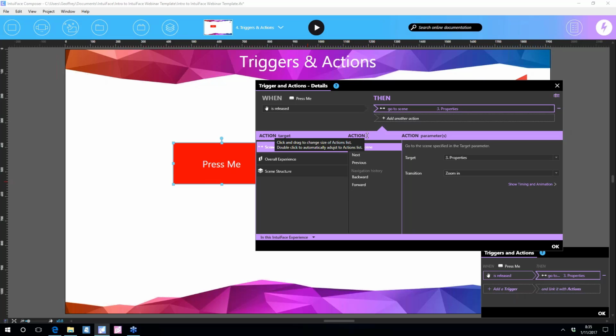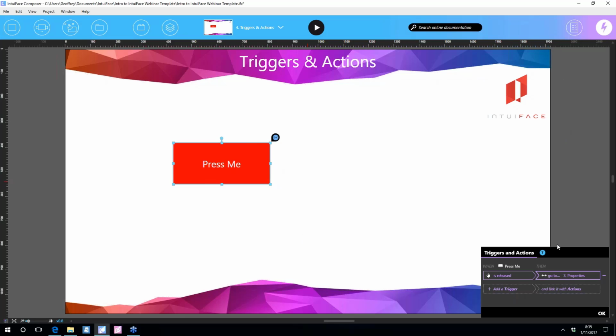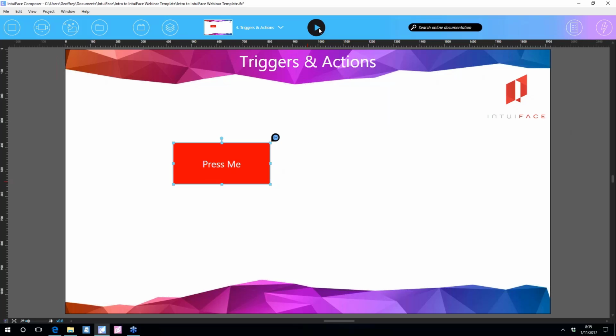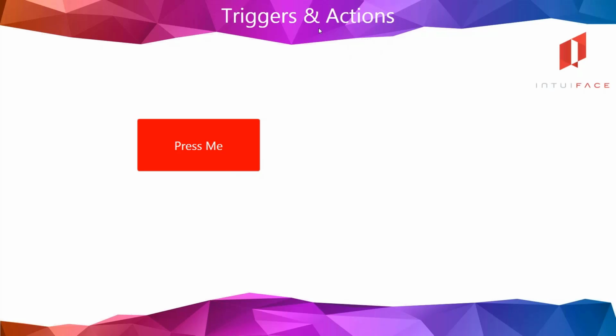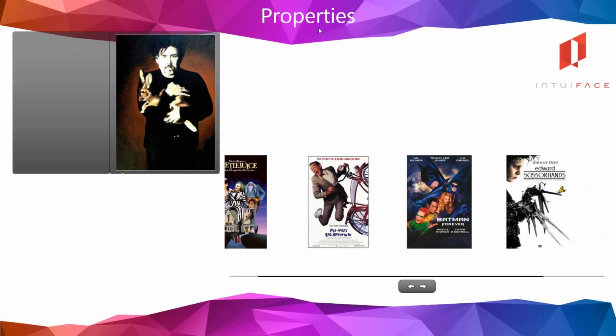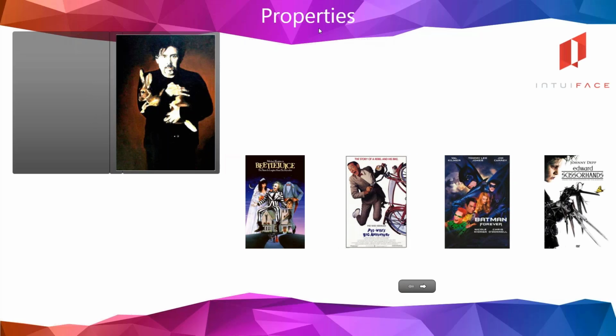Let me show you this. All right, so when the button is pressed and released, then go to the scene named Properties. Fair enough. Let's see if this works. 1, 2, 3, press me, and now we're in the scene named Properties. Anything has associated triggers and associated actions.